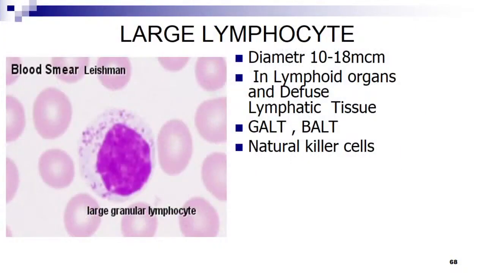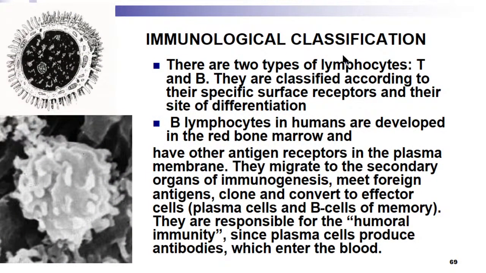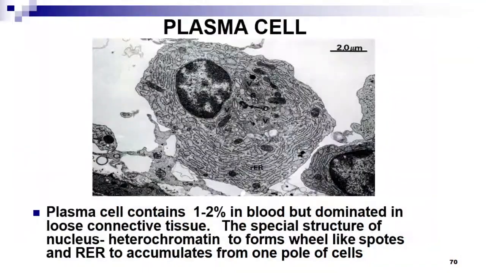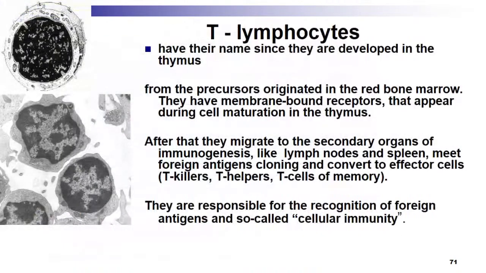And large lymphocytes, diameter 10 to 11 micrometers. The immunological classification of lymphocytes you can study in the practical classes in our text variant, like T and B lymphocytes, and B lymphocytes give rise to the formation of plasma cells. It is not a lymphocyte, but a product of lymphocytes, which occupies the connective tissue. The description of the cells you can find in the text variant of our lecture.